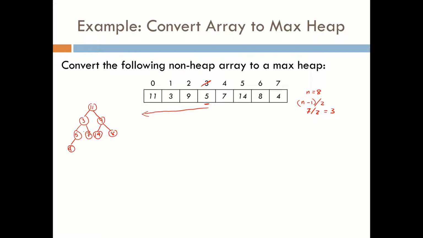We will then decrement the index and we will go to the 9. And we need to heap the 9 down. And again, recall that this is a max heap. It turns out that the 14 is greater than or equal to the 9. The 8 is not. So we need to swap the 9 and the 14. And so that's going to put a 14 here and the 9 here.